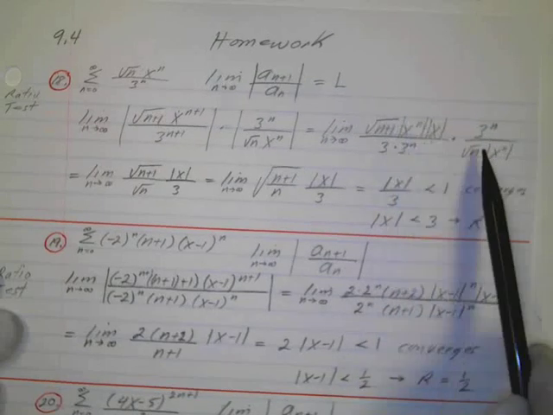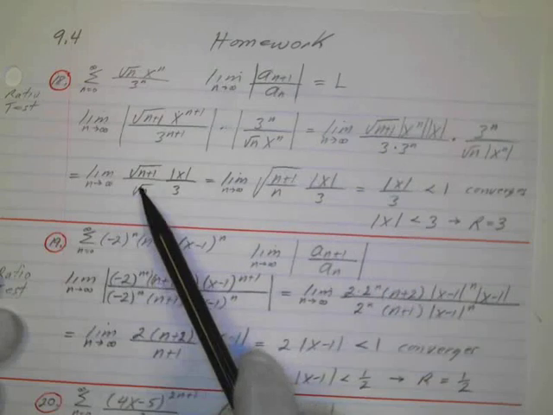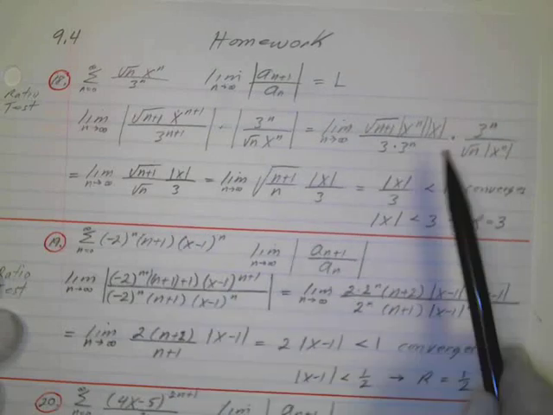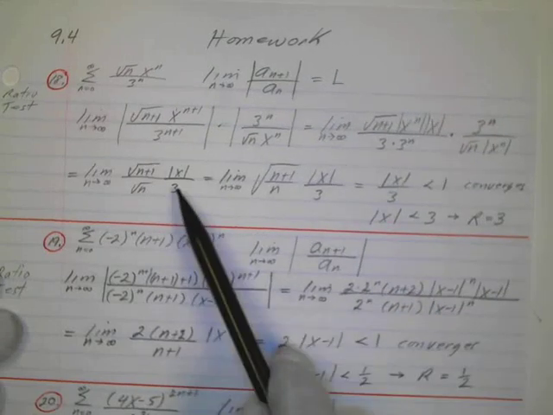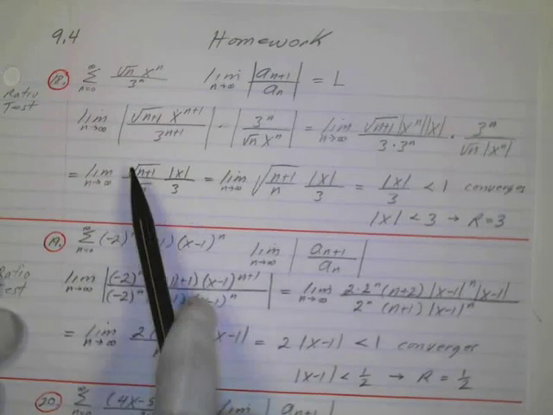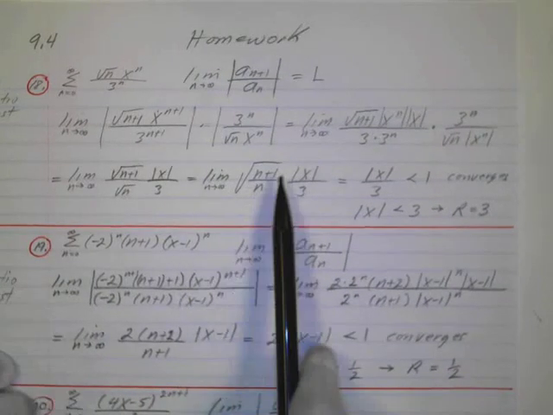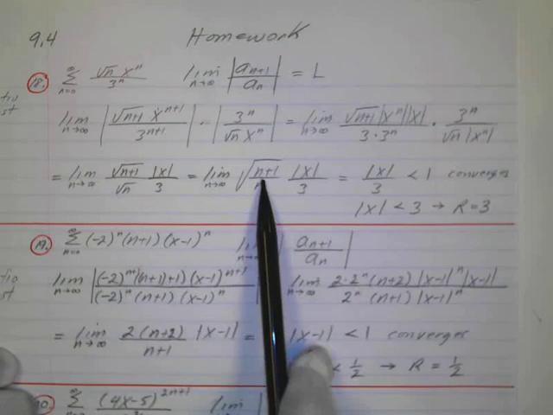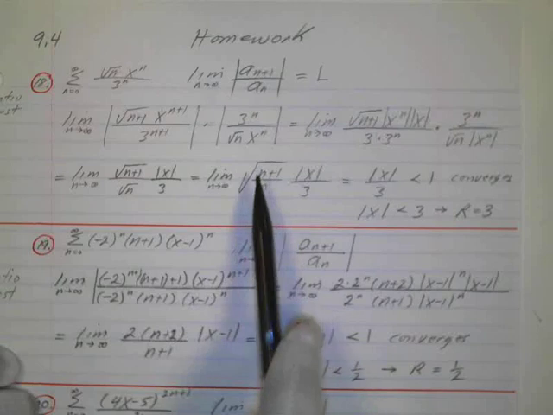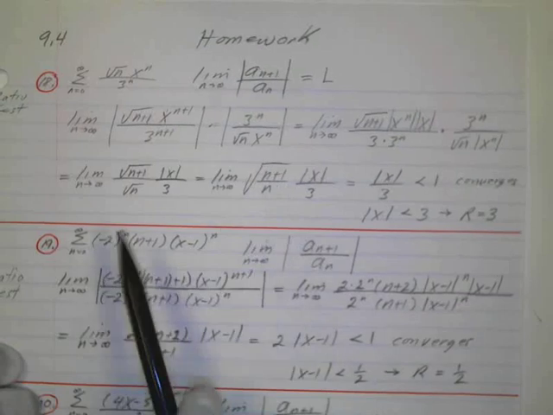So the 3 to the n's cancel, they become 1, and the x to the n's cancel. What's left is the square root of n plus 1 all over the square root of n, and then just the absolute value of x over 3. I put this all under the same radical. If I take the limit of this, it's just the limit of that. The limit of this is going to be the square root of the limit. Doesn't matter, this is 1.